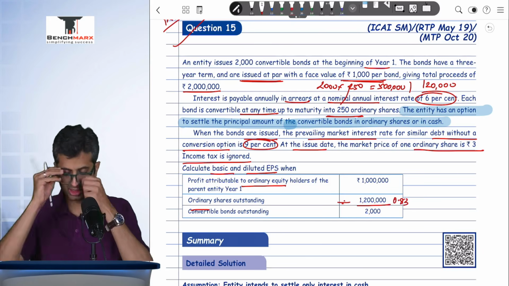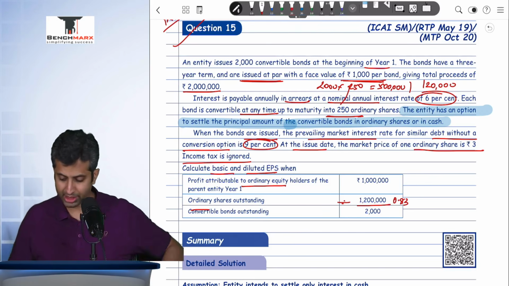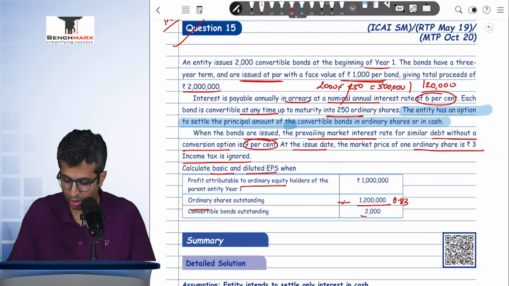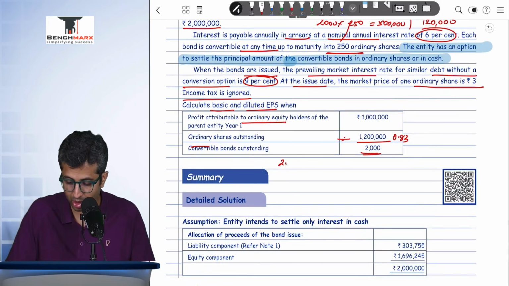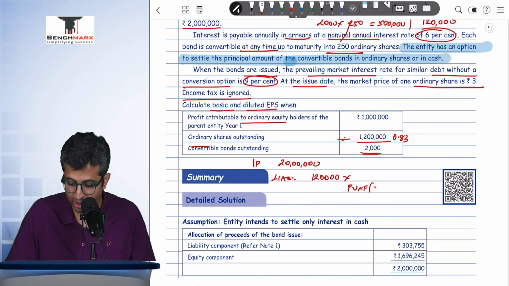0.833. This is, let us say, your basic EPS, and the convertible bonds outstanding are 2000. Now, if I want to find the diluted EPS, I will have to figure out the liability component and the equity component. Well, the issue proceeds are 20 lakhs, and hence if I want to find the liability component, I will say initially I have a contractual obligation to deliver 1,20,000 at the period over 3 years. So this is PVF at the rate of 9% for a period of 3 years.